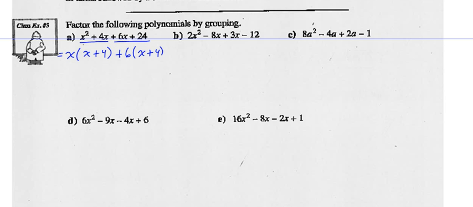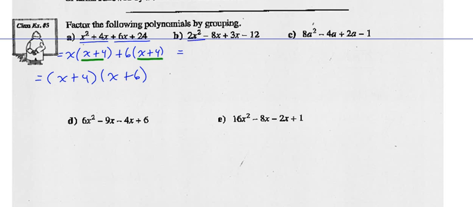And now it's just like the stuff we were looking at before. I've got a common binomial factor of x plus 4. So I divide out that x plus 4, and I'm left with x plus 6. And I've factored that four-term expression by grouping. So we usually factor four-term expressions by grouping.